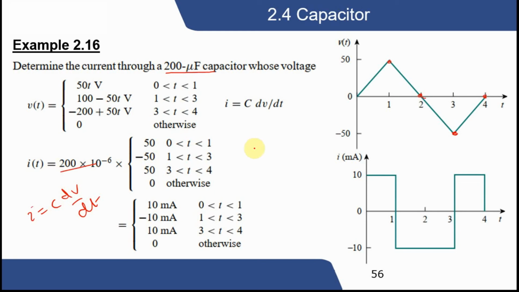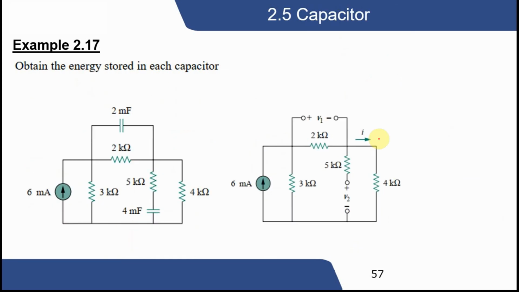We can say 200 into 50, into 10 raised to minus 6, is around 1000 into 10 raised to minus 6, because we want to express it in milliamperes. So this becomes 10 milliamps, right? So the first is 10 milliamps, minus 10 milliamps, 10 milliamps. We can see that when the voltage changes linearly, the current is constant. Okay, this is the new finding.